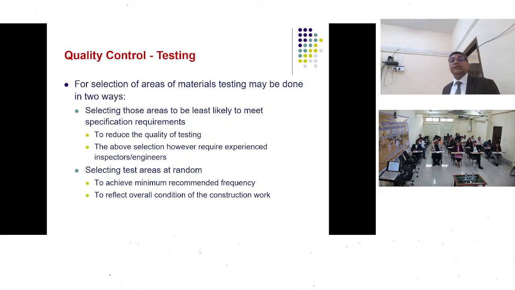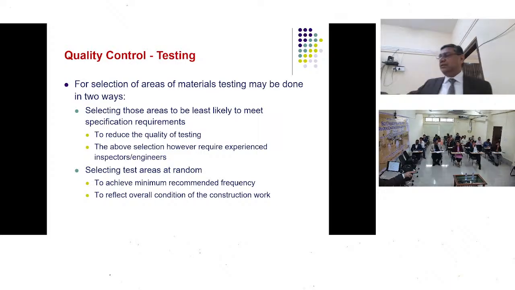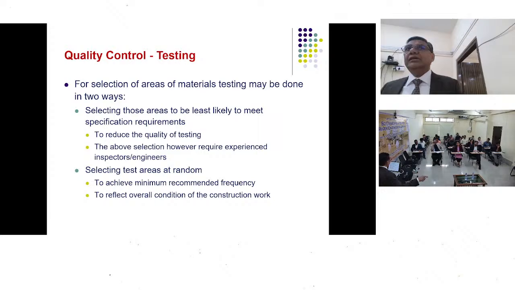Testing for selection of areas of materials, testing may be done in two ways. Selecting those areas to be least likely to meet the specification requirement. When you are visiting the site, you often tend to develop a critical eye. During the visit, you are able to identify, okay, those areas, suppose that is near the abutment. So you identify, okay, that is the place where the roller is not being approached. So in that area, maybe the density may not be correct. So you will simply say, okay, let us have a sample at that particular place.